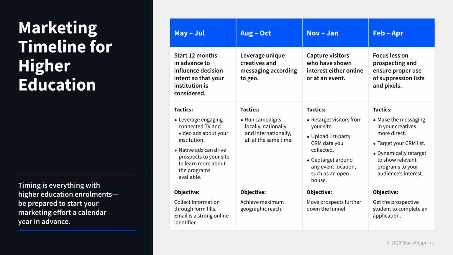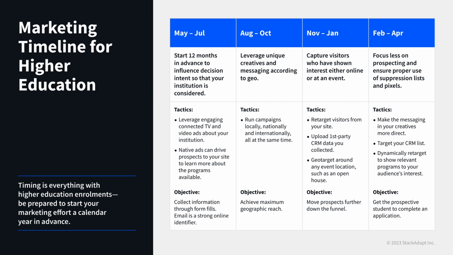So the objective for this time period within the year is to collect information and drive people with high intent. So in order to drive that brand awareness for your institution, we recommend channels such as CTV and video in order to educate your users, and then also native ads where users can click through to informational article pages in order to do their research on your institution.